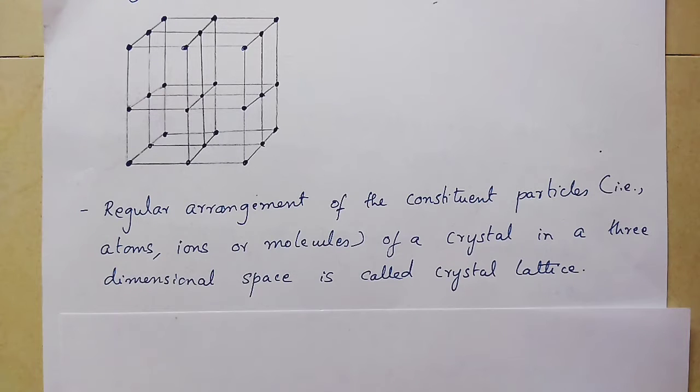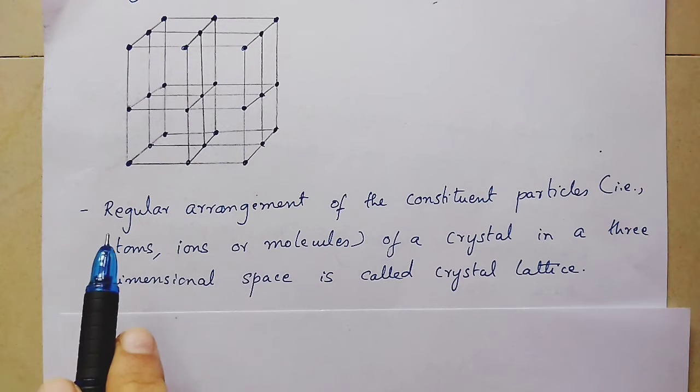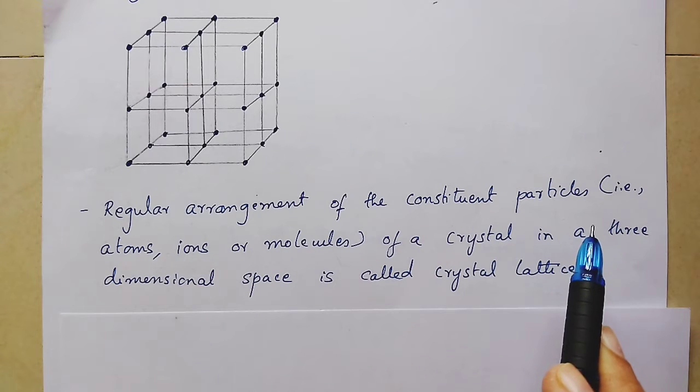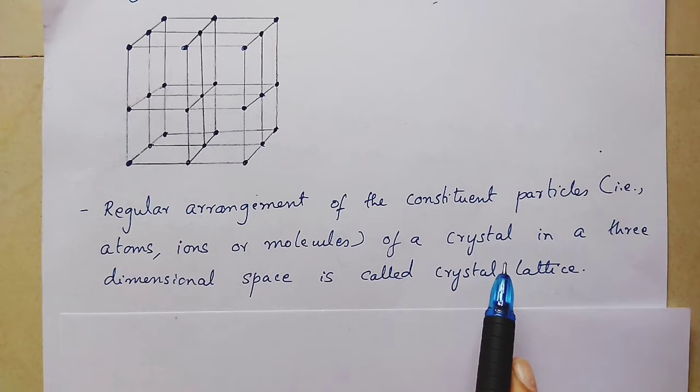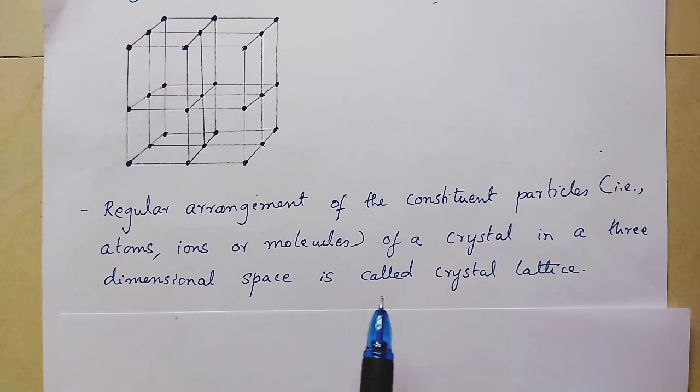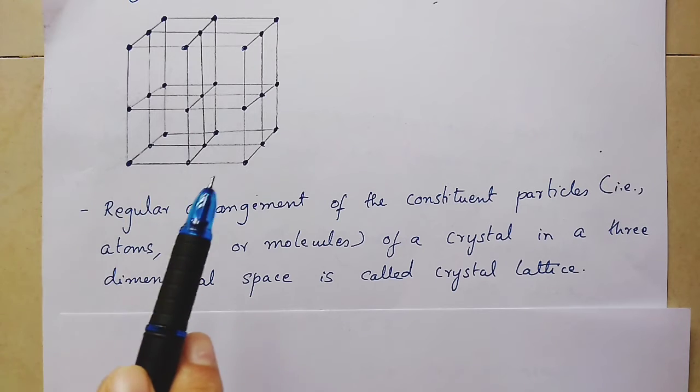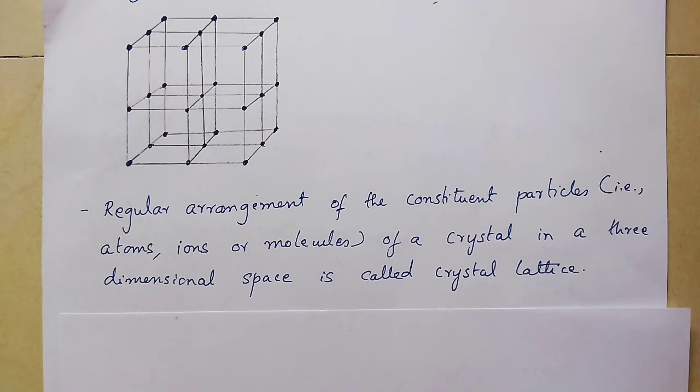So what is meant by crystal lattice? Regular arrangement of the constituent particles like atoms, ions or molecules of a crystal in a three-dimensional space is called crystal lattice. Orderly arrangement of infinite number of such points creates the crystal lattice.